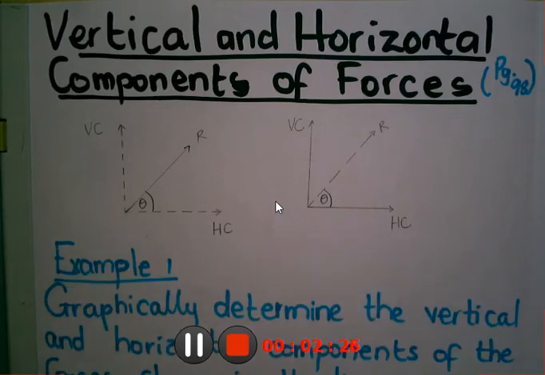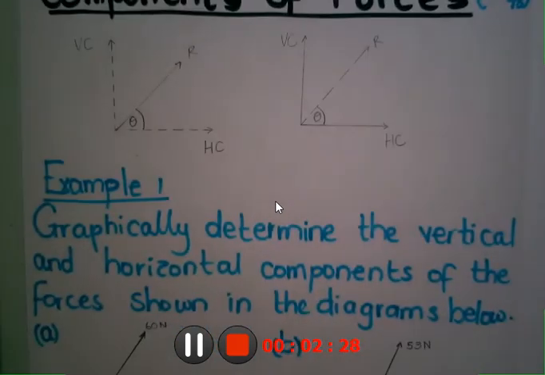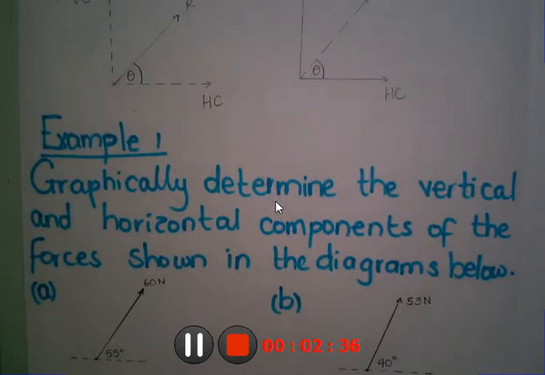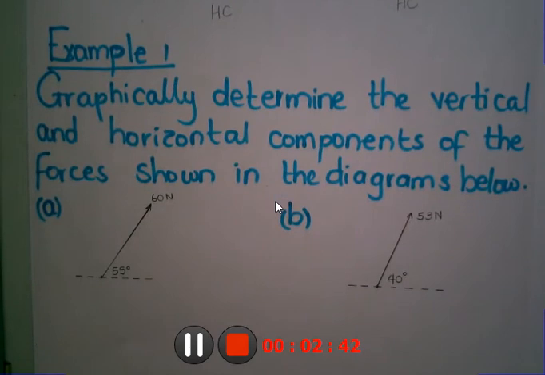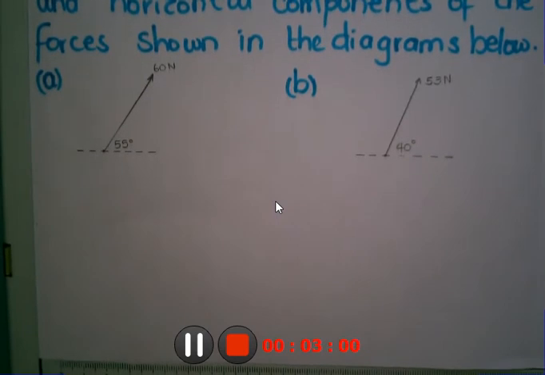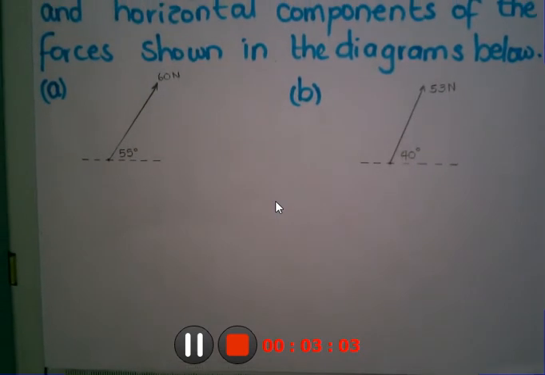So, here is your first example. It says: graphically determine the components of the forces shown in the diagrams below. These are your two diagrams. A has a force of 60 Newton acting at an angle of 55 degrees, and B has a resultant force of 53 Newtons acting at an angle of 40 degrees. We are going to do this step by step, and when we are done, I hope you will know how to draw your forces.